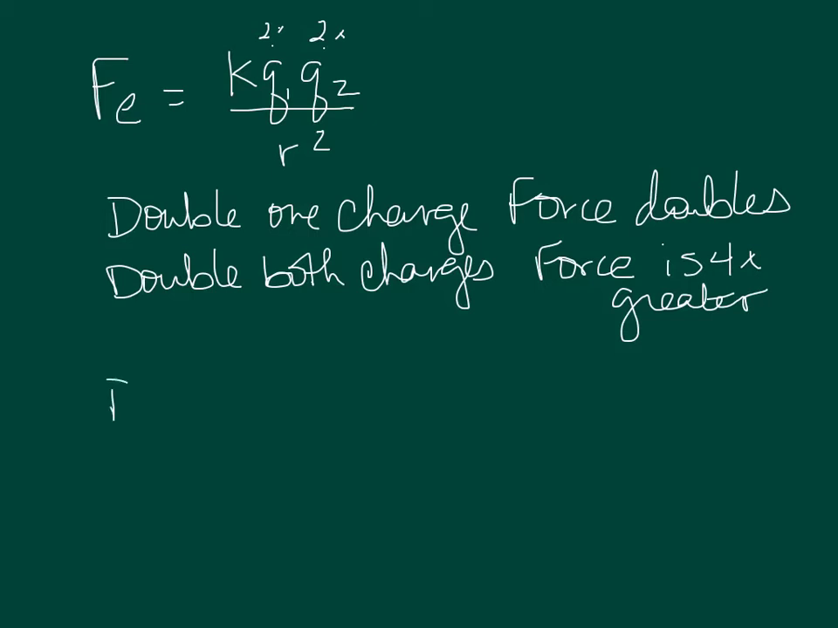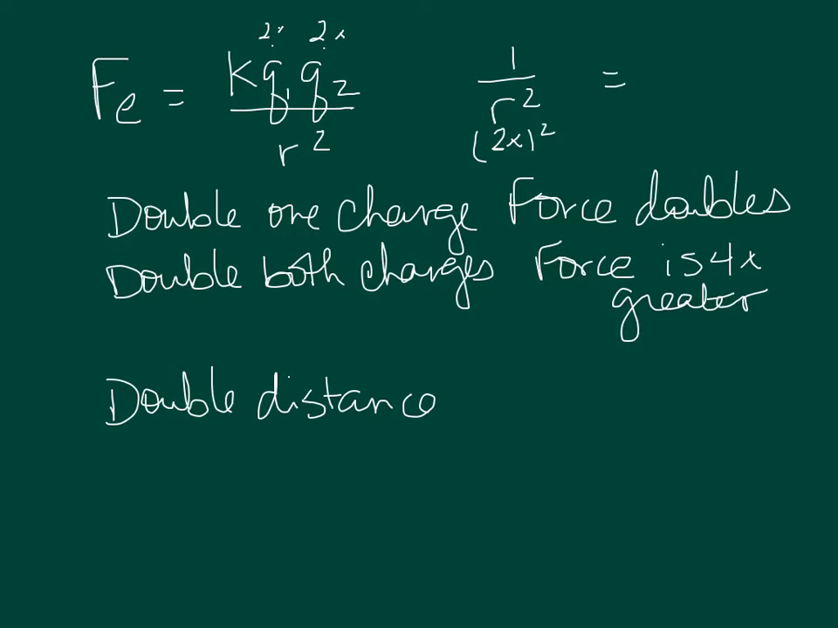If I double the distance, okay, this one's kind of tricky. This is the inverse square law, because notice how r's on the bottom, that's like 1 over r squared, so it's like the inverse of the square. So if I'm going to double this, I have to square that, so that makes that 1/4 as big. So if I double the distance, my force is 1/4 as big.